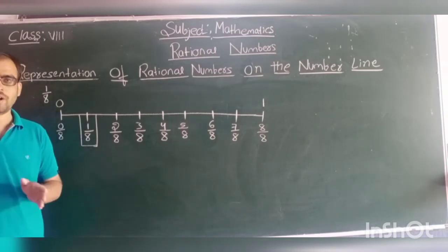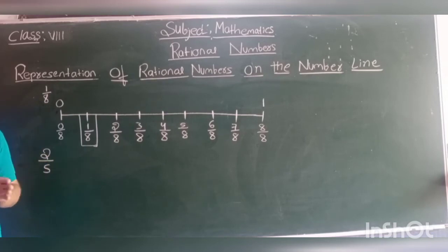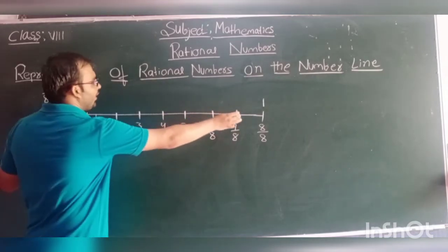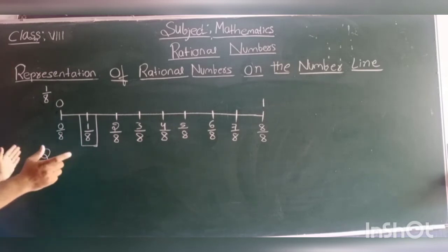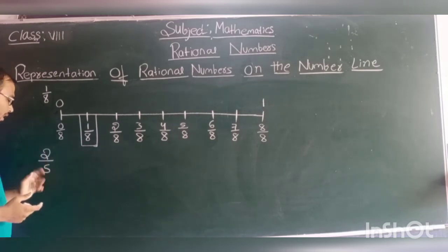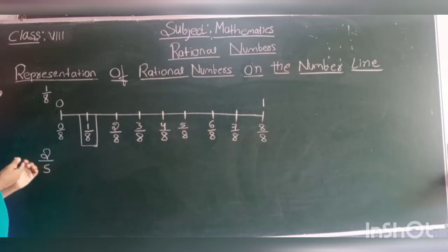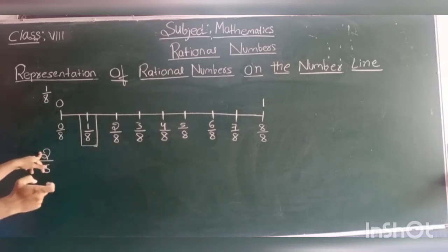As the denominator is 5, you need to divide 1 unit of the number line into 5 equal parts. You have divided 1 unit into 5 equal parts, then how will we come to know which part we have to represent? Then look after the numerator. So the numerator tells us which part we have to represent.